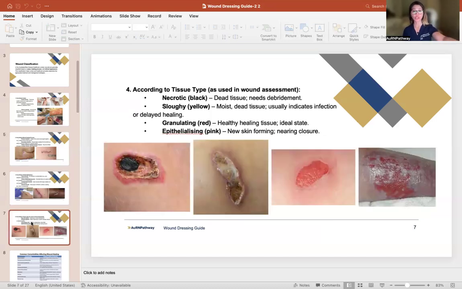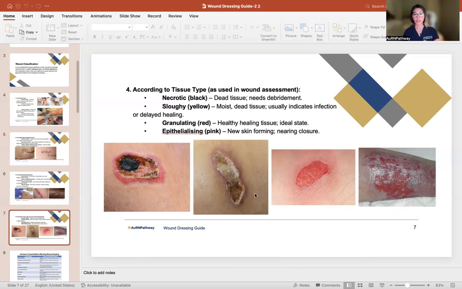Now, according to tissue type, we have the necrotic. In this example, it requires debridement, meaning that it needs to be removed so the wound will continue its stages of wound healing. If you don't remove that, of course, the wound's not going to heal better. Then you have the sloughy wound. Usually you'll see this in an infected wound, and some of the discharge could be yellowish or greenish. So these are the things you're expecting.